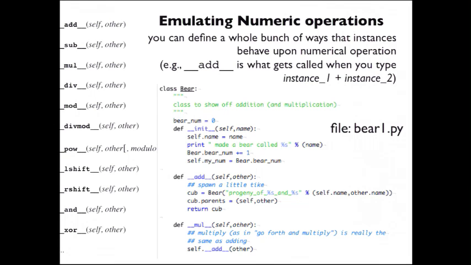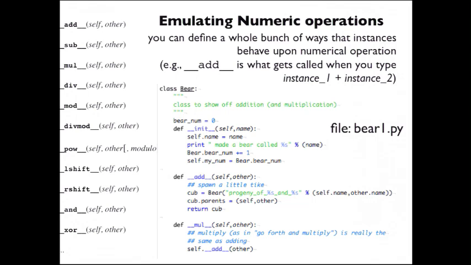So I'm going to create a cub, which will be of class bear. It'll be an instance of class bear. And I'm going to give it a name, which is the progeny of the self. So that is of the current bear, and then of the other bear, and the other bear's name. Okay, you see how I'm referencing that in the __add? Likewise, I can create a multiplication, right? So here's my notion of when I add, I'm going to wind up creating a new cub, and I'm going to wind up returning a reference to that cub.